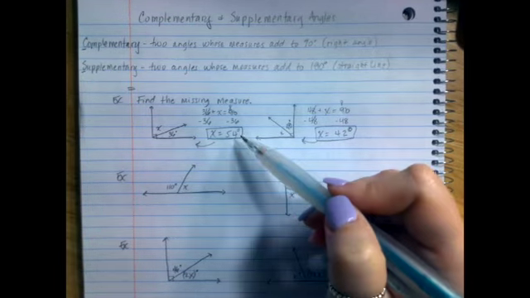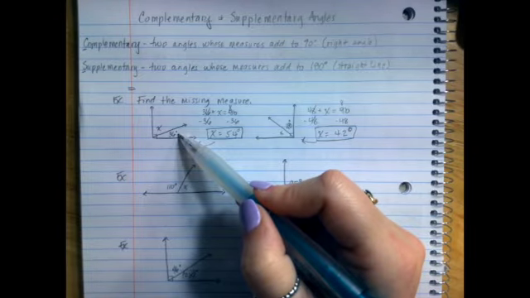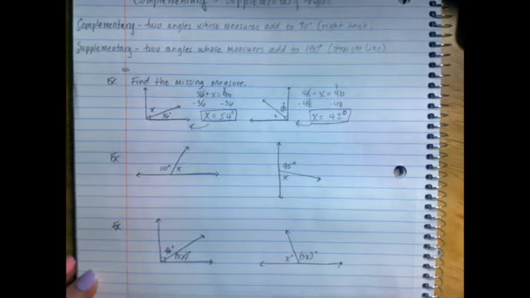Now to check yourself, you could take the answer you got, add it back to the angle you have, and see if it equals 90. And do the same thing here. If you're being asked to check your work, that's the way you do it.